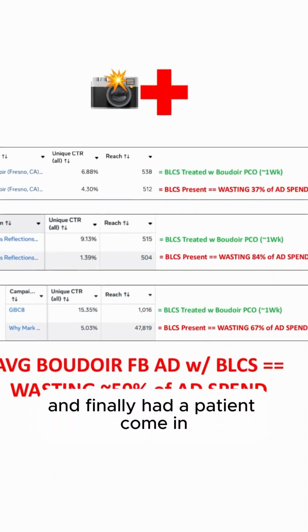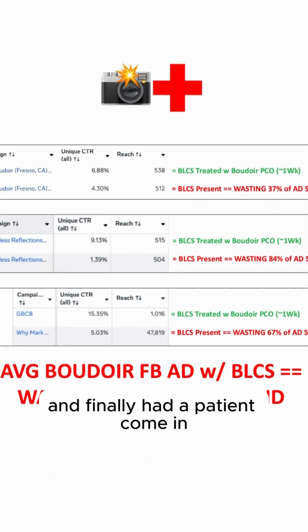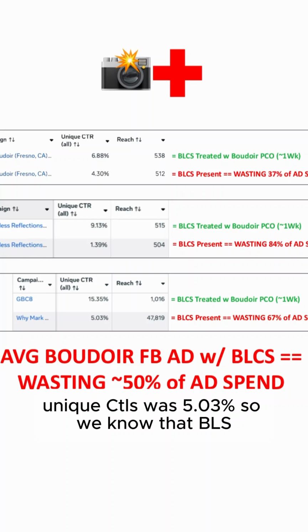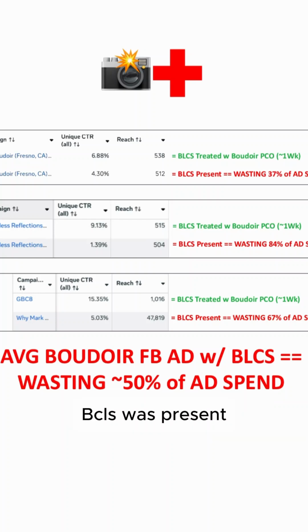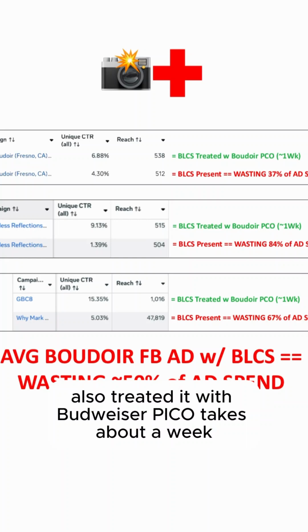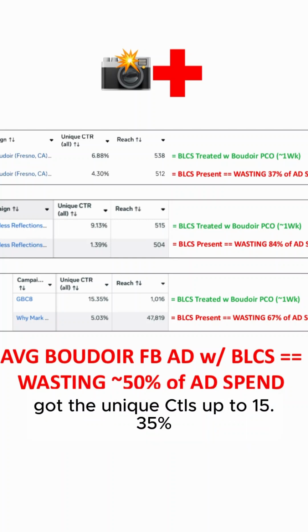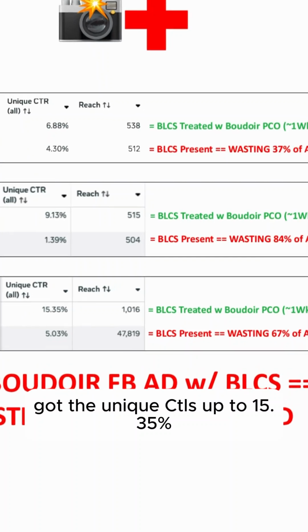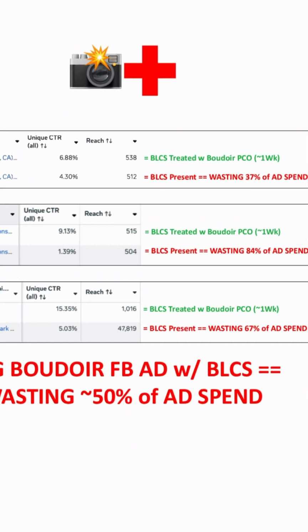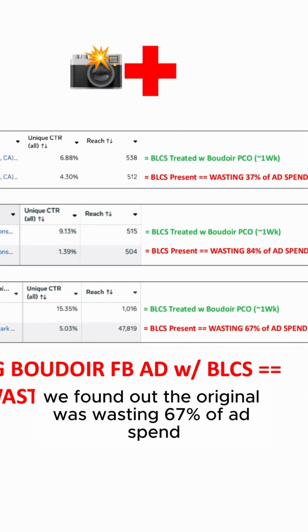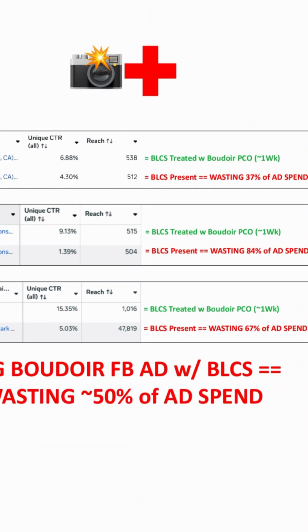Then finally, I had a patient come in. Unique CTR was 5.03%, so we know that BLCS was present. We also treated it with Boudoir Pico, which takes about a week, and got the unique CTR up to 15.35%. So we found out the original was wasting 67% of ad spend.